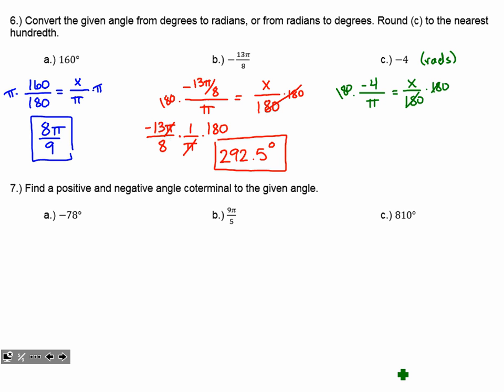4 times 180 divided by pi, just using the calculator for that, 229.18 degrees. And that was a negative angle. I don't want to leave that off. And actually looking back to letter B, that was a negative angle. I forgot to put that negative sign in there. That should be there as well.